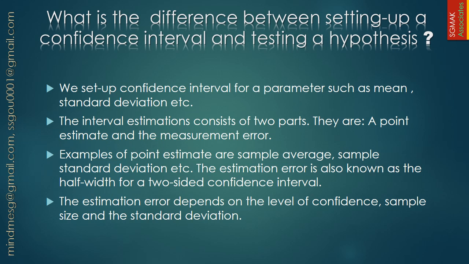Most often we do a 2-sided interval. Now examples of point estimates are sample average, sample standard deviation. The estimation error is also known as the half width for a 2-sided confidence interval. So interval estimate boils down to getting the point estimate and then adding and subtracting the half width to form an interval. The estimation error depends on the level of confidence, sample size, and the standard deviation.